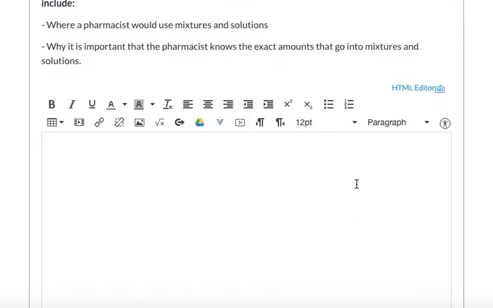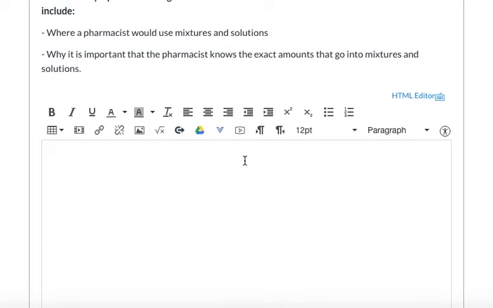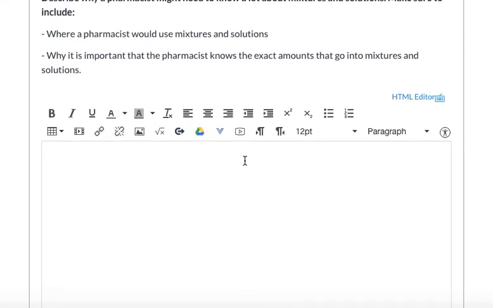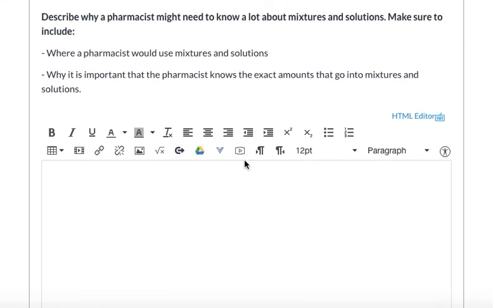Make sure that you are citing evidence from all sources that you use. Think about your key points and any information that you learned in the videos and how those go together. Why would a pharmacist need to know a lot about mixtures and solutions? And why is it important that they know exact amounts that go into these mixtures and solutions? Remember to write in complete sentences and answer all parts of the question.